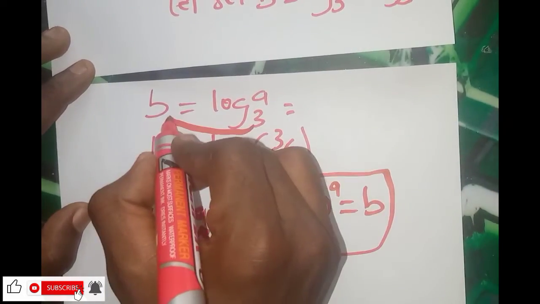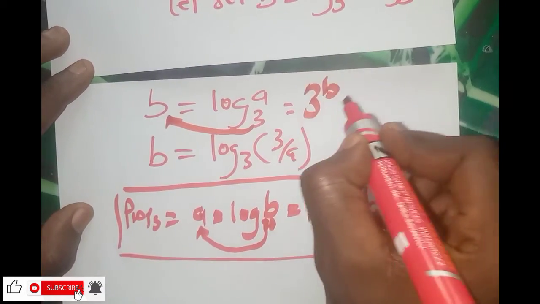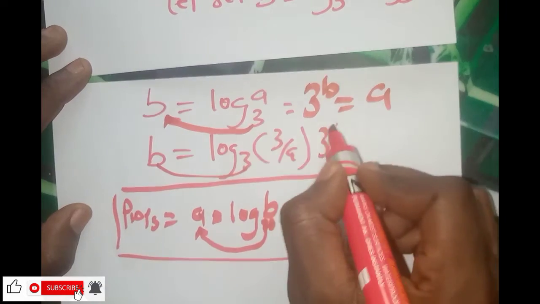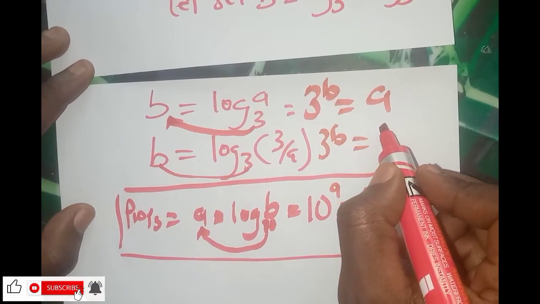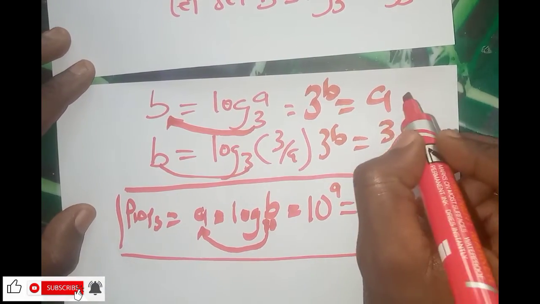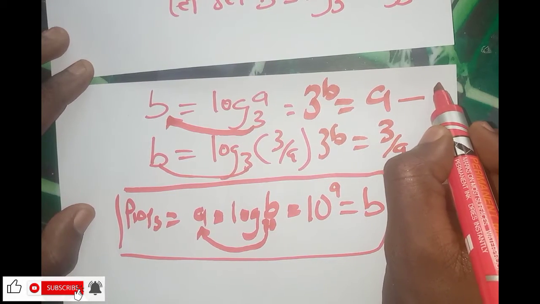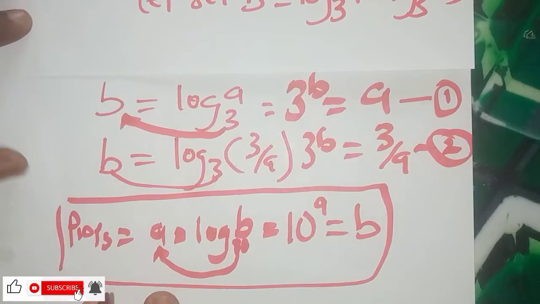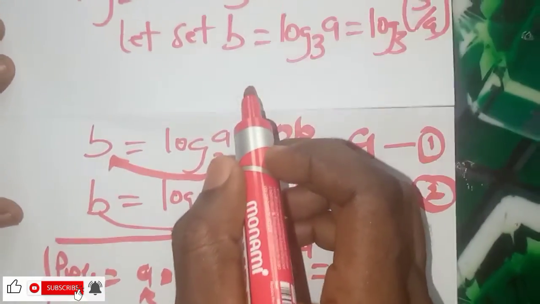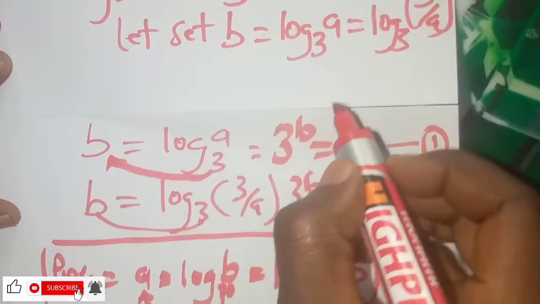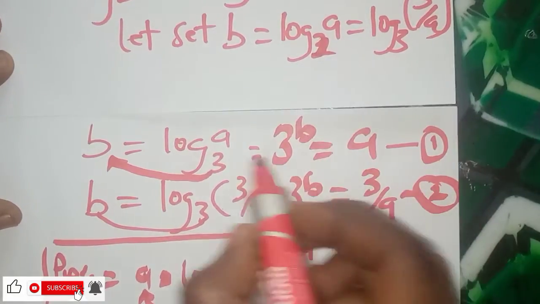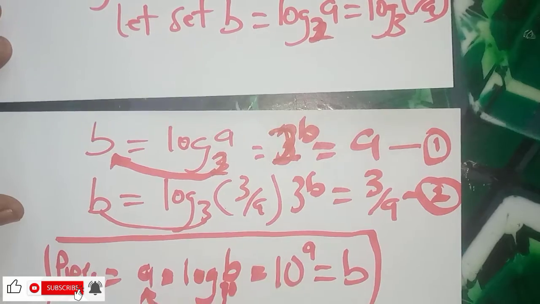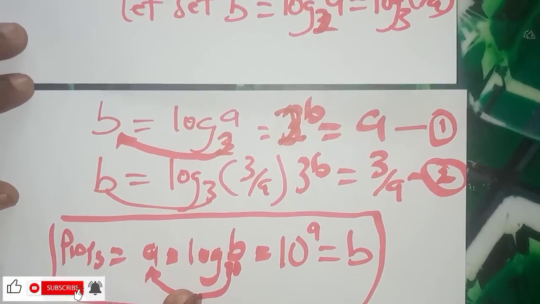So this 3 here goes to raise that, we have 3 to the power b being equal to a. Then in this case also, we have 3 to the power b being equal to 3 over a. I'm quickly going to call this one equation 1, and then equation 2. So now this place was basically log base 2, so it becomes 2 to the power b. So we have equation 1 and then equation 2.